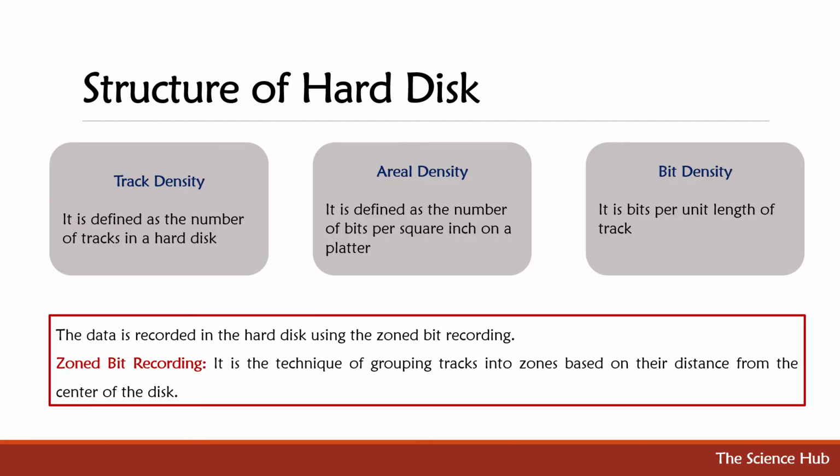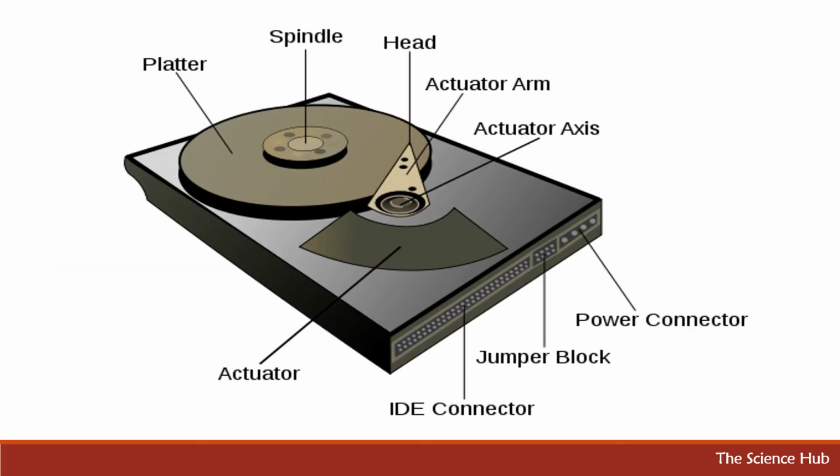Let's understand these three terms. First, track density. Track density is defined as the number of tracks in a hard disk. Number two, areal density. Areal density is defined as the number of bits per square inch on a platter. And number three, bit density. It is bits per unit length of a track. The data is recorded in the hard disk using zone bit recording. Zone bit recording is a technique of grouping tracks into zones based on their distance from the center of the disk. This is the image of a hard disk.